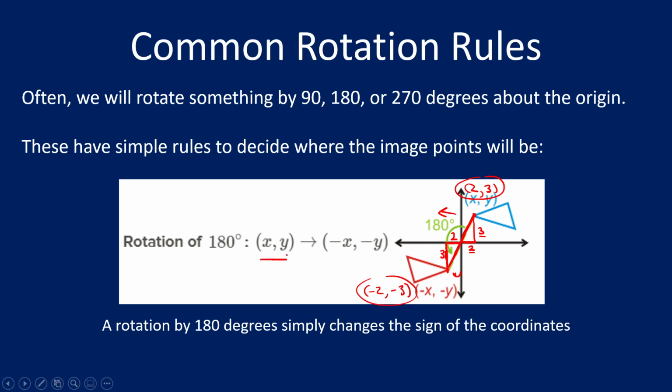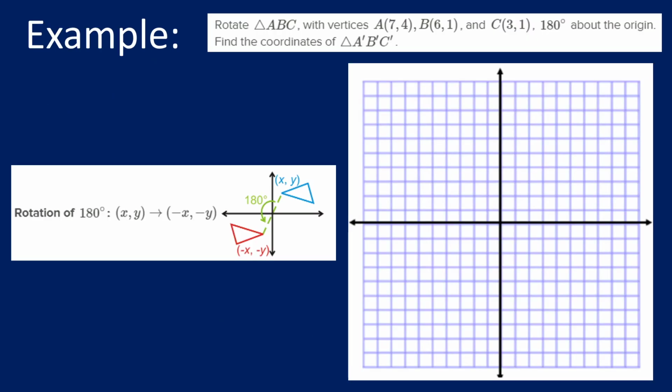When we rotate a point 180 degrees about the origin, then what will happen is you simply change the sign of the coordinates. And we'll do some examples with graph paper to show why this works. And this works no matter where you're rotating from.